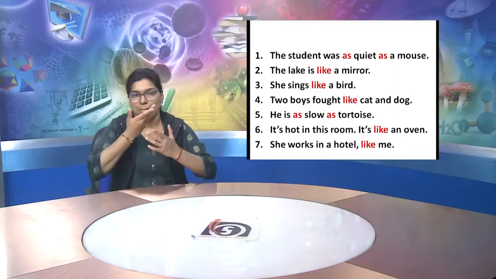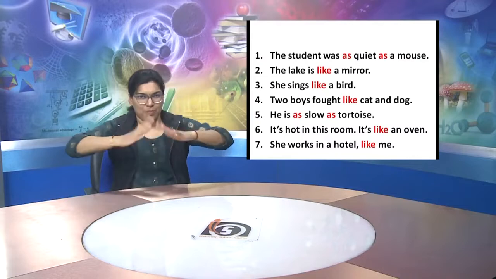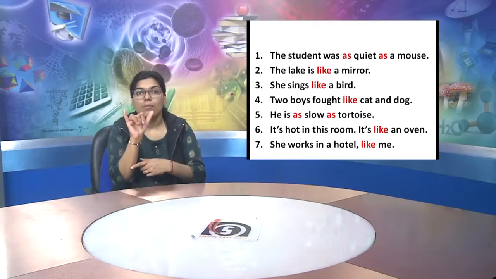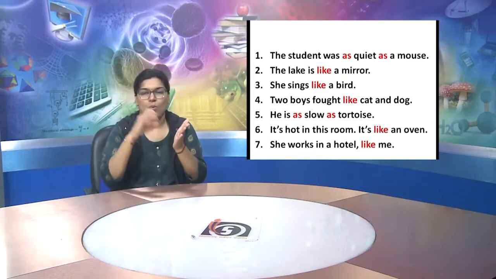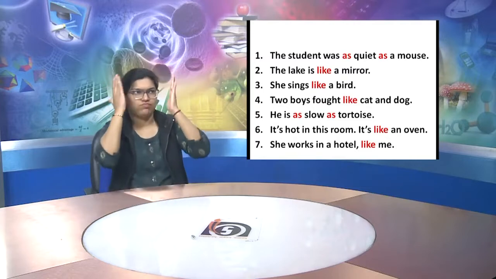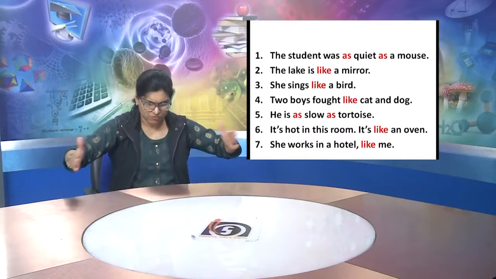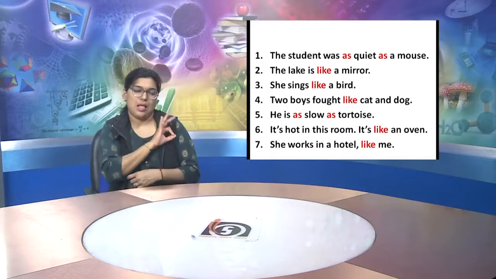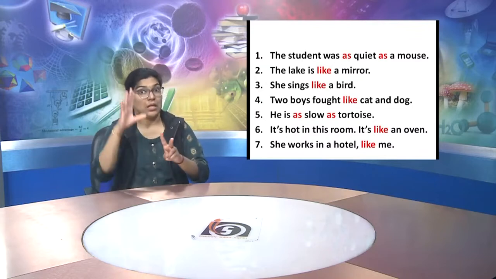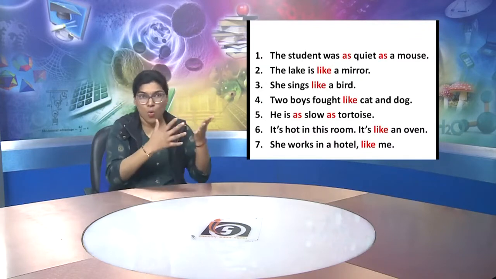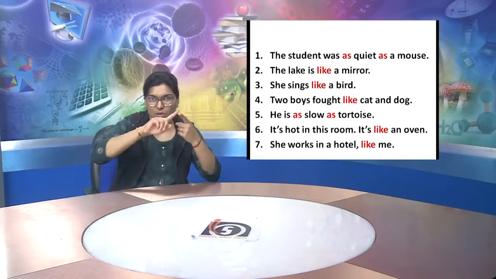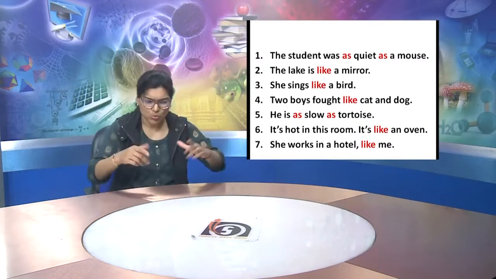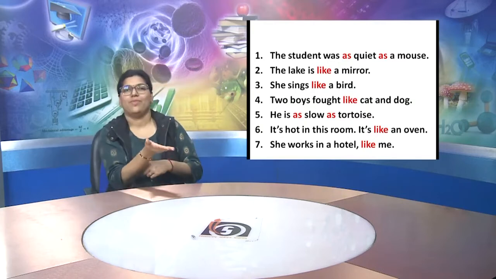The second example explains and compares the lake with a mirror. We all know the mirror. We see ourselves when we get ready. We see the mirror. So we are comparing the lake with a mirror. And for that we use: the lake is like a mirror. So in this sentence it does not mean that the mirror is equal to the lake, but we are comparing two things for making some statements.